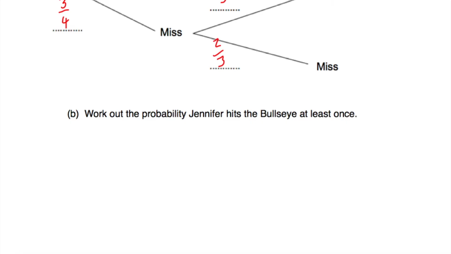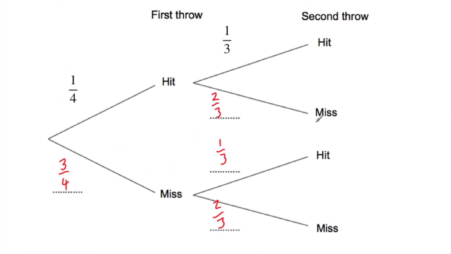Okay, now if we have a look at part B, it says work out the probability that Jennifer hits the bullseye at least once. So in terms of hitting the bullseye at least once, that could be a hit and a hit, because this is at least once, she could hit it twice. A hit and a miss, that would work as well, that's at least once. A miss and a hit, that would work as well, because that's at least once, but a miss and a miss wouldn't work. So we want to find the probability of a hit and a hit, the probability of a hit and a miss, and the probability of a miss and a hit.